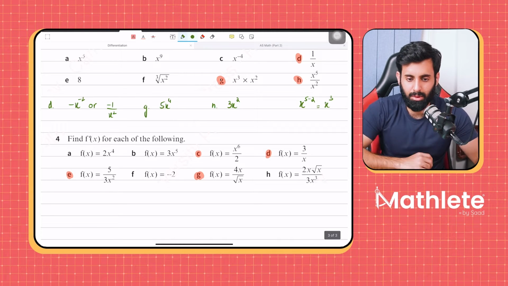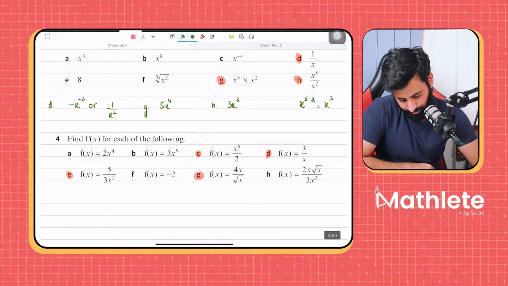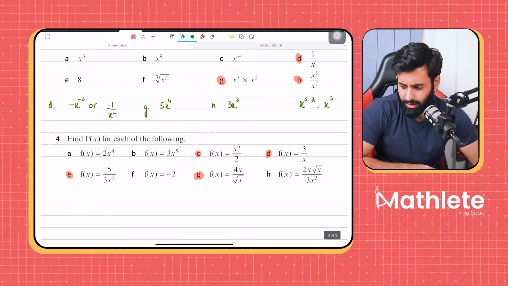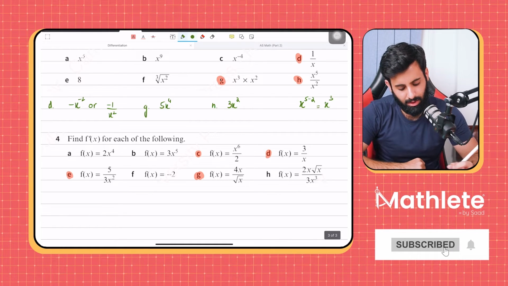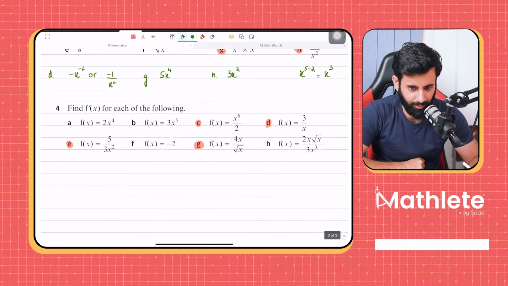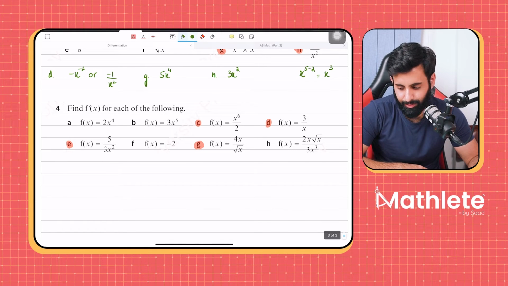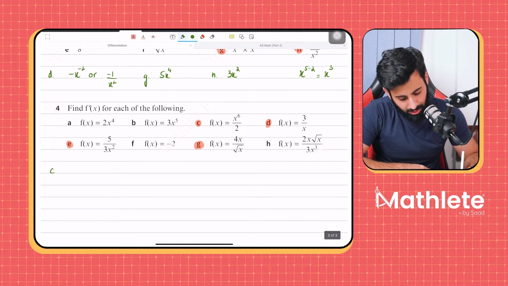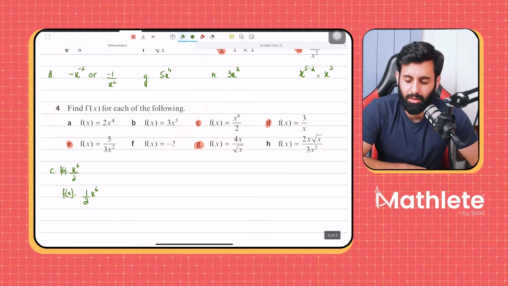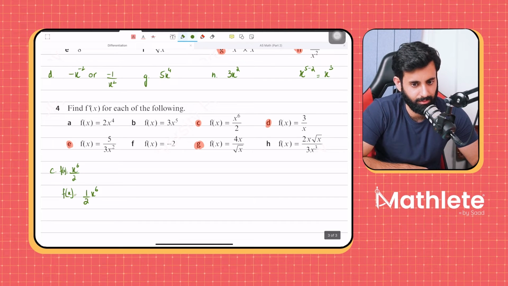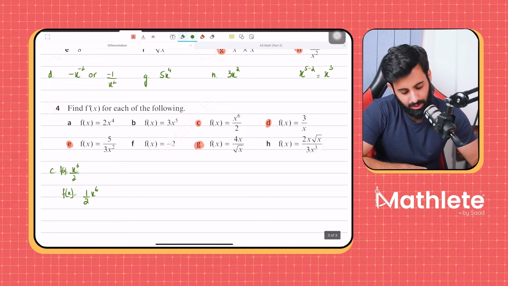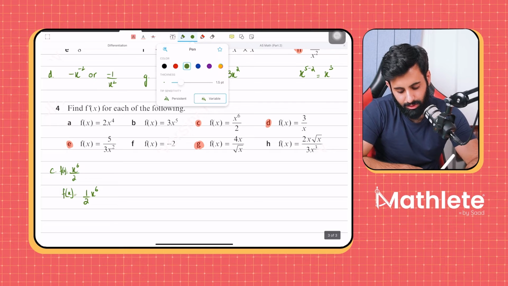So how will we bring C in required form? Isn't it already in required form? All you have to do is think smartly about part C. I'll explain. X power 6 upon 2, f of x. Can I write it like this? f of x equals 1 upon 2 x to the power of 6. Can I do that? Of course, yep. Now can you differentiate it?